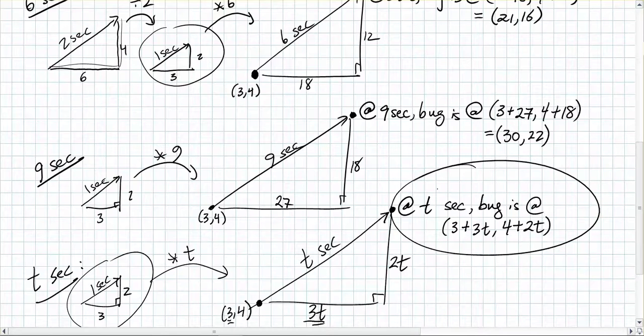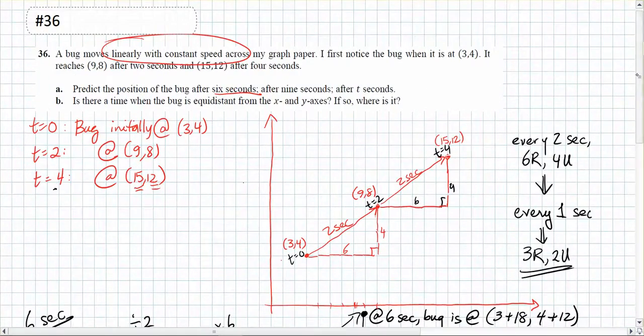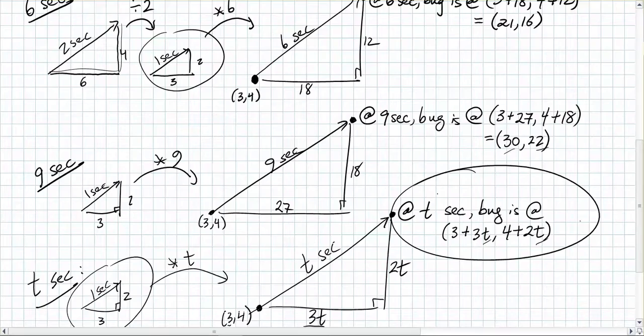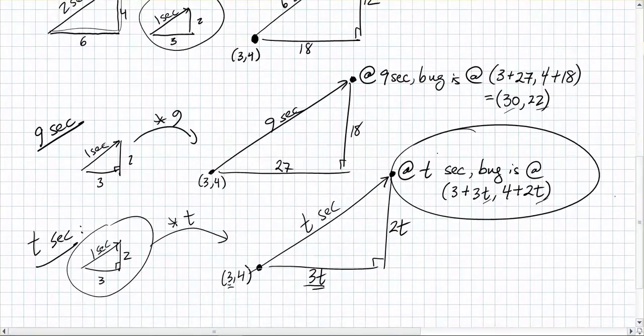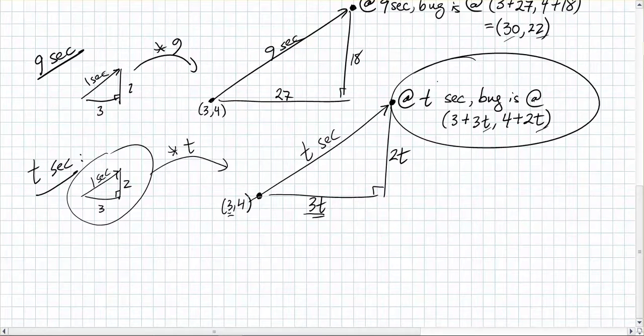If you wanted to check if your formula was good, try plugging in 9 seconds, 6 seconds, 4 seconds, and 2 seconds for t. If you plugged in a 9, you're going to get 30 and 22. If you plugged in a 6, you're going to get 21 and 16. If you plugged in t equals 4 into this formula, you would get 15 and 12. So those are quick ways to check if your formula makes any sense or not.